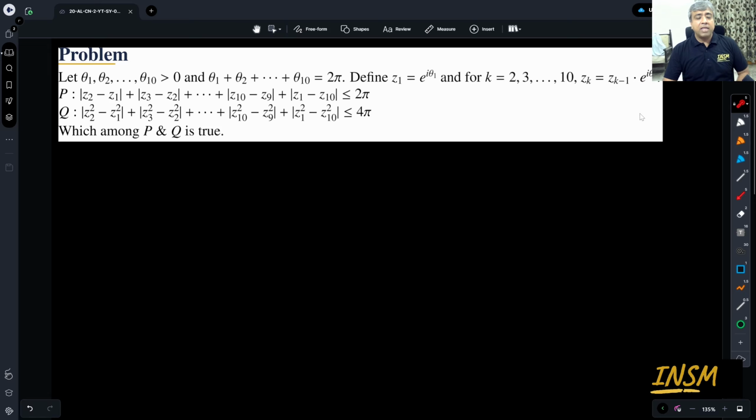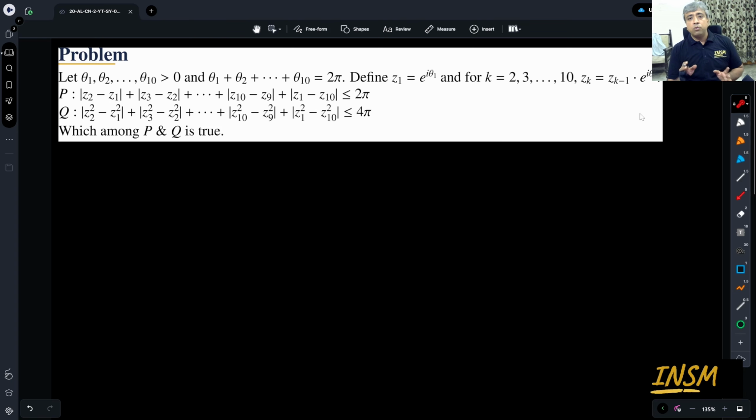Then it gives us two statements. P: the sum of mod of z2 minus z1, z3 minus z2, and so on will be less than or equal to 2 pi. And the other statement Q gives us the squares of these numbers: mod of z2 square minus z1 square, till z1 square minus z10 square. So which among P and Q is true was asked.